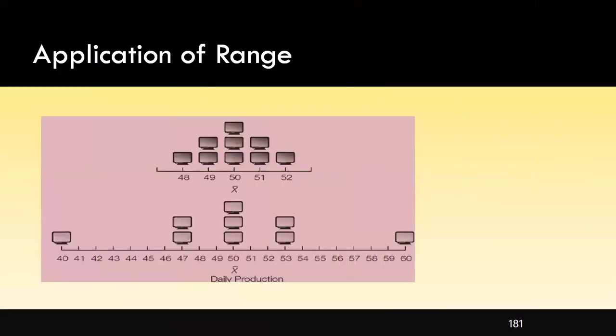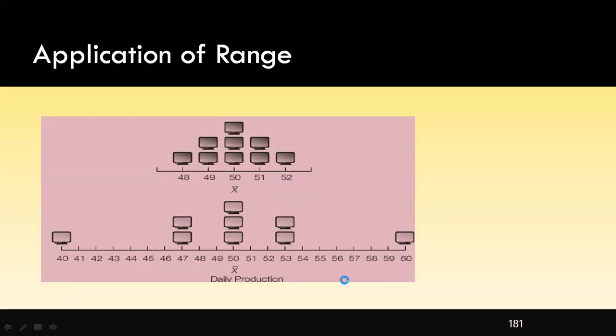What kind of scenario can I use the range in? Look here, you have two production units. You produce TVs, you are a TV manufacturer. South Chennai and North Chennai, two different manufacturing units. Between 48 to 52, the spread is very small, there is no volatility. They manufactured 48 TVs, 49, 50, even 52. The range is 52 minus 48, only 4. The spread is very small here.